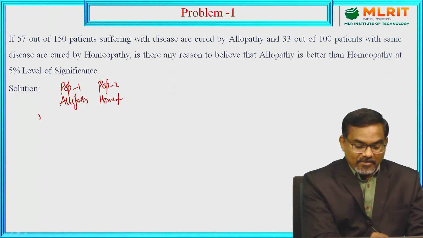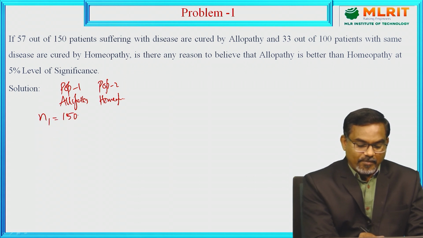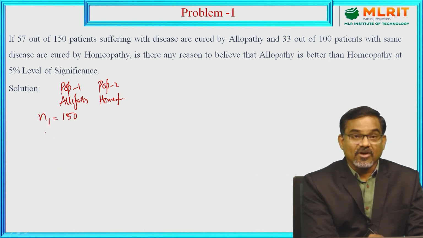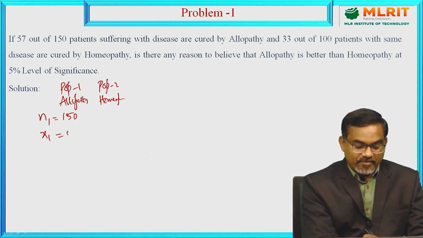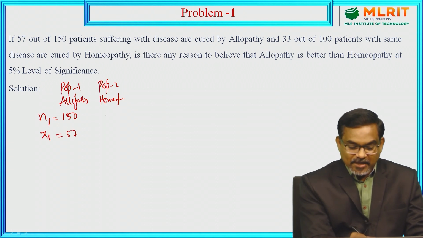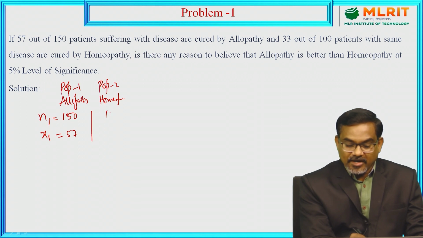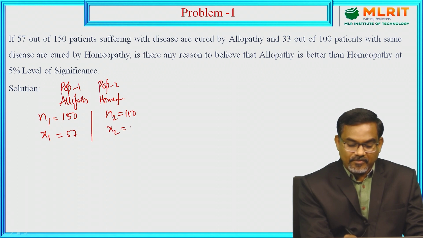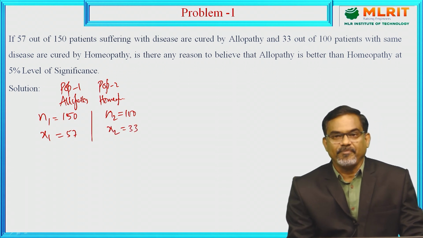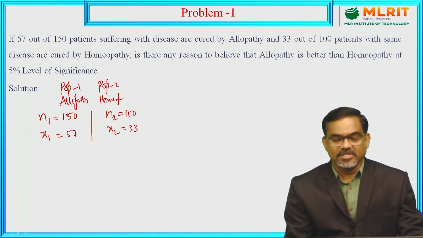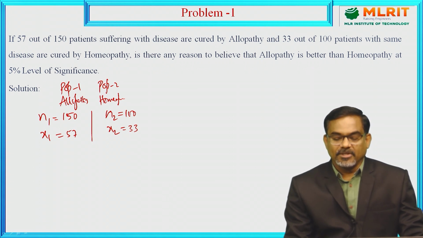Here, for sample 1, n1 is 150 patients, out of which 57 got cured, so x1 is 57. Similarly, out of 100 patients, so n2 equals 100, 33 got cured using homeopathy. Now we need to check whether allopathy is better than homeopathy at 5% level of significance or not.